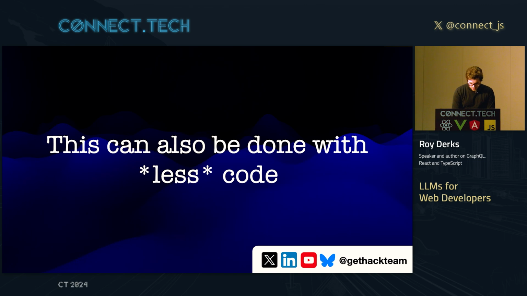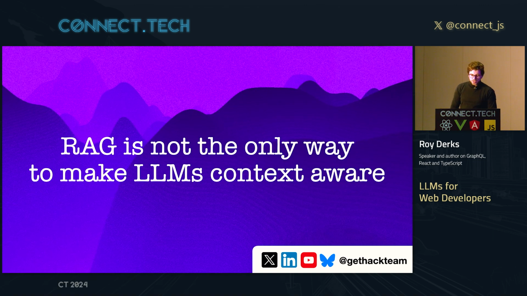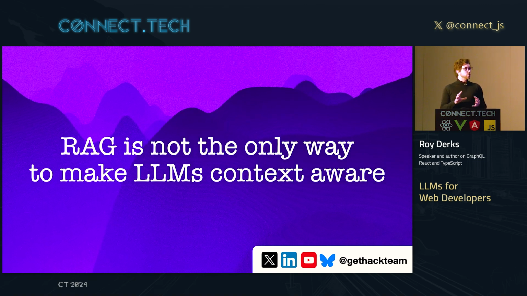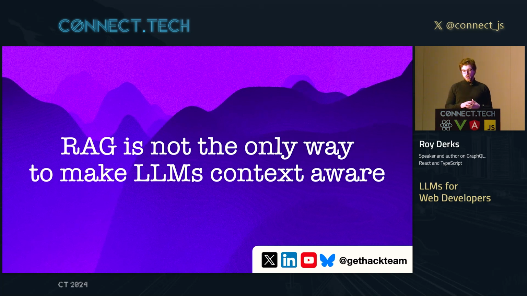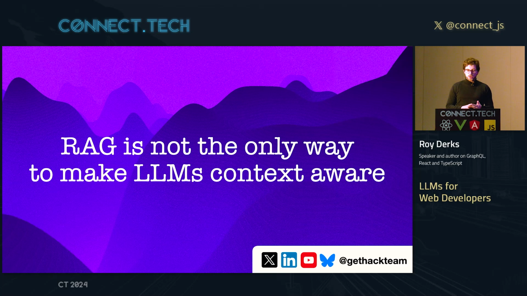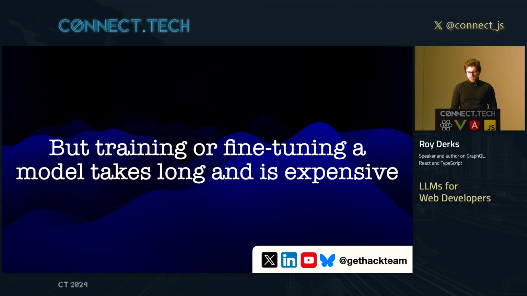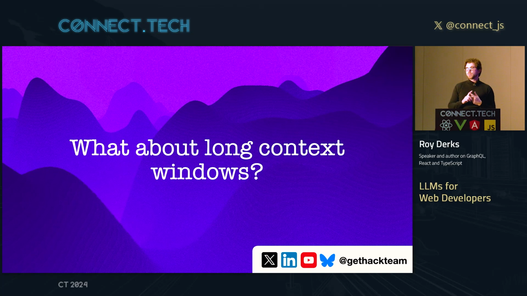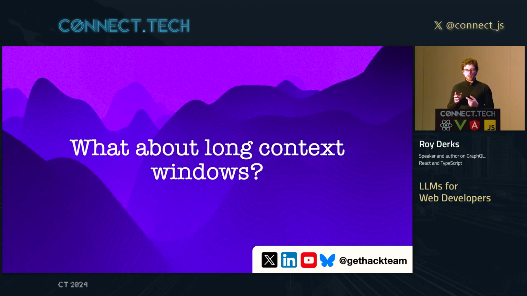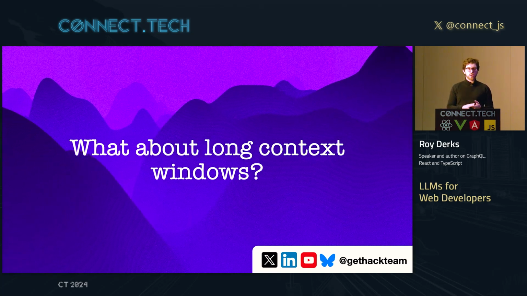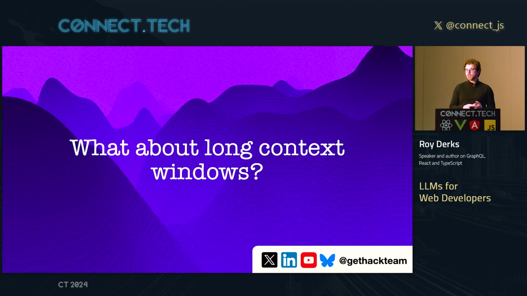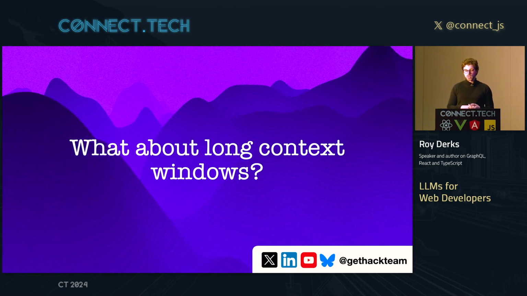I was somewhere here. So RAG is not the only way to make LLMs context aware. I mentioned in the beginning there's also something called tool calling and agents. And also something which might be interesting is a large context window. If you read a bit about the latest models, you saw some of them have really large context windows of hundreds of thousands of tokens.